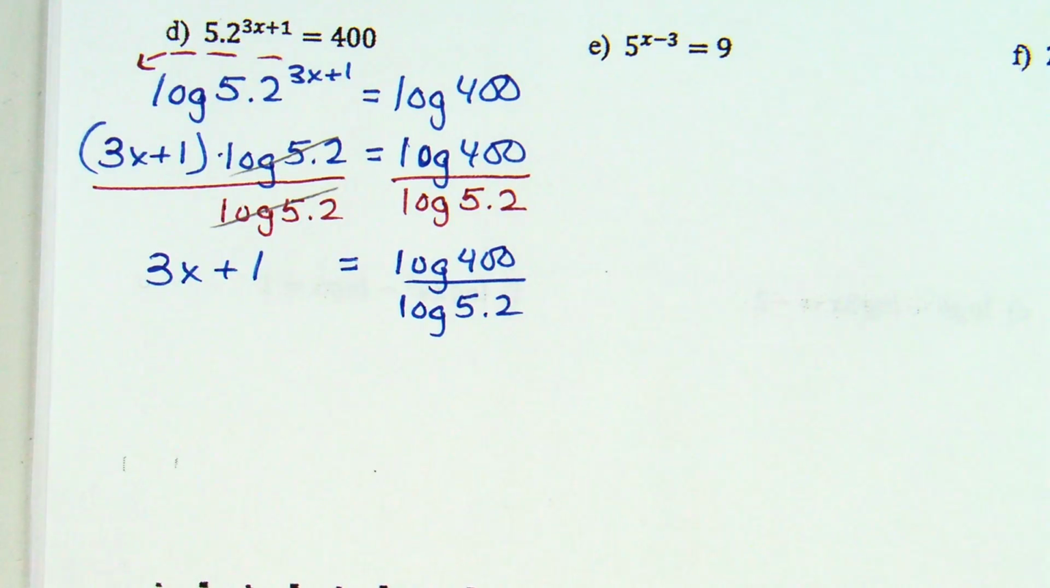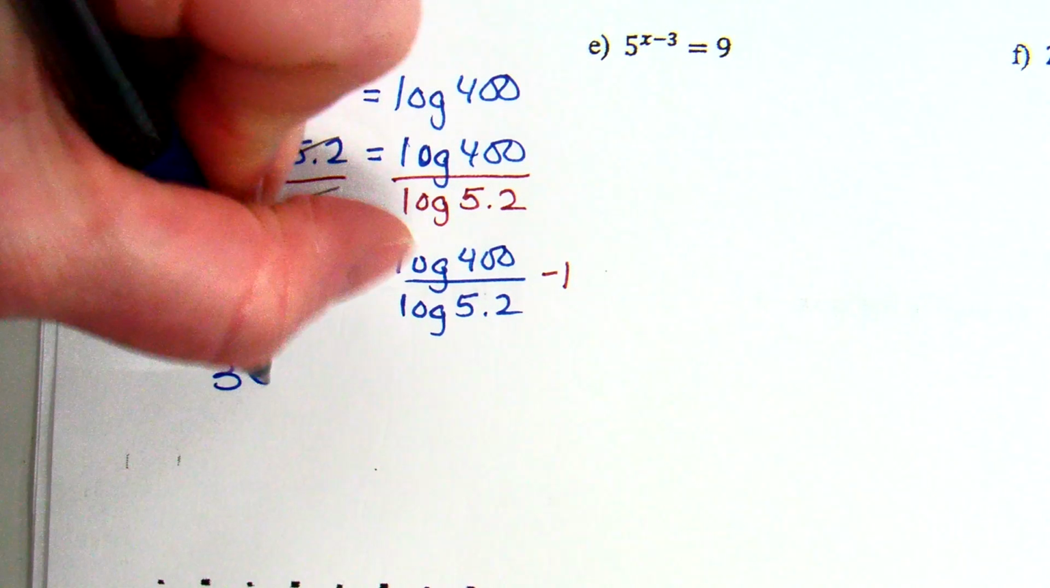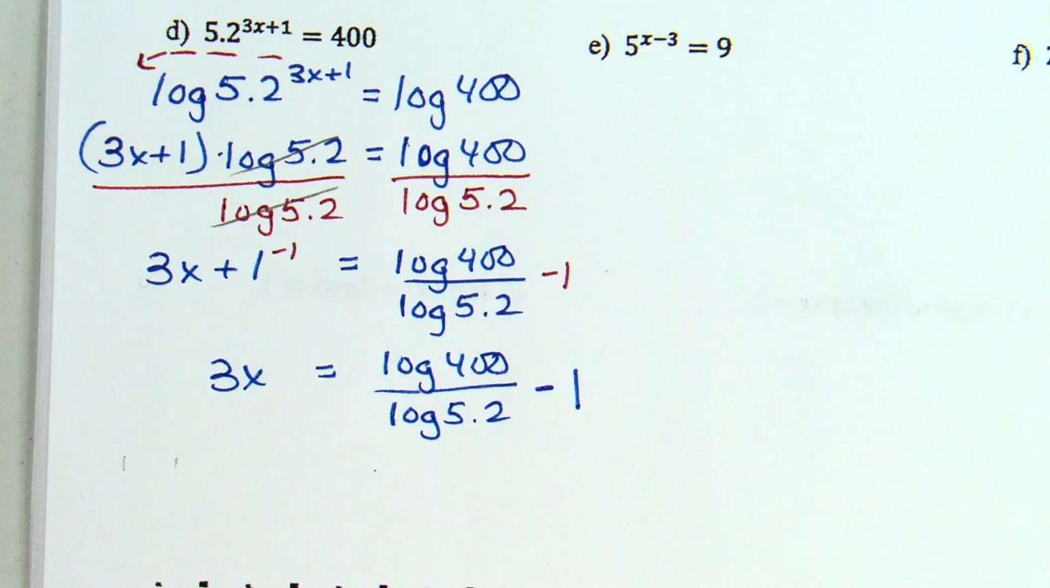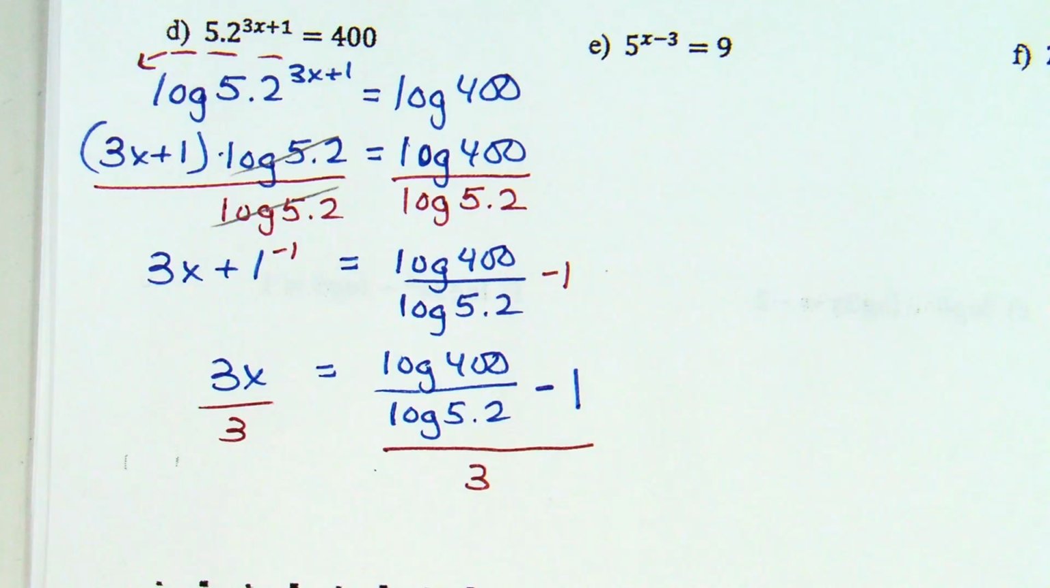Okay? So, as Jay said, typical equation. If it's 3x plus 1, we're going to subtract 1. So that means we're going to subtract 1 over here. I now have 3x equals log of 400 divided by log of 5.2, all minus 1. And then what do I still have to do? If it's 3 times x, we're going to divide by 3. So I'm going to divide whatever my calculator tells me the answer is by 3.